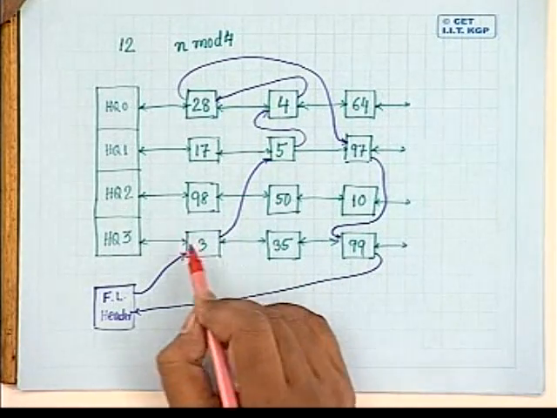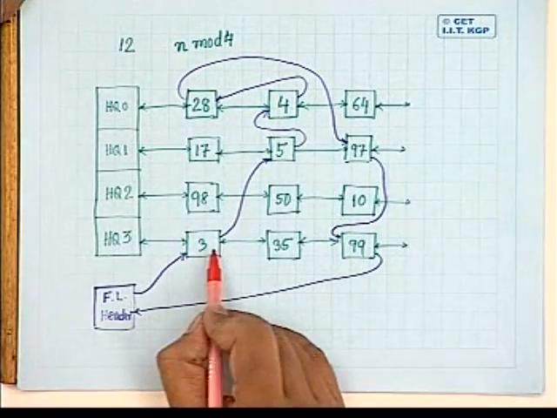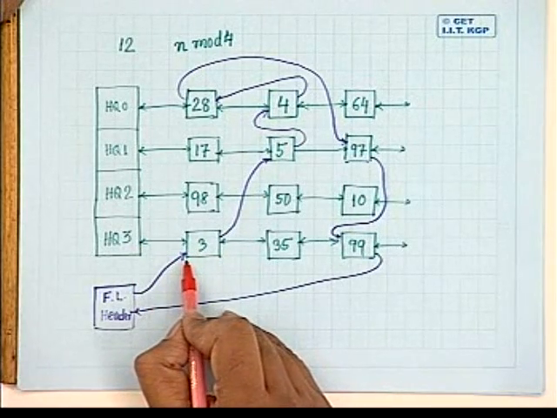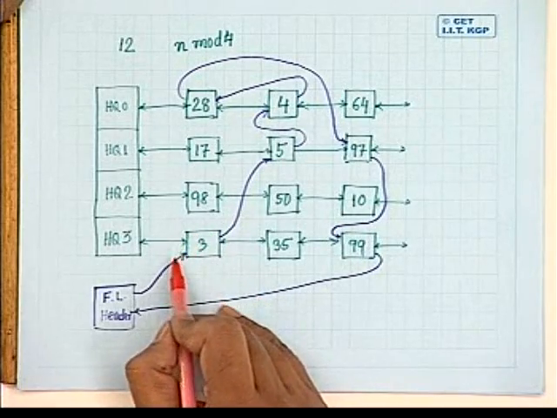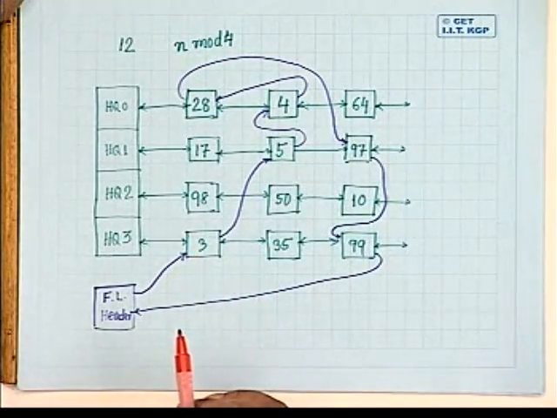Okay, but if a process puts a request for, say, block number 3, then block number 3, which is present in the hash queue 3, is also present on the free list. So the process can immediately get this block number 3 and use this buffer.